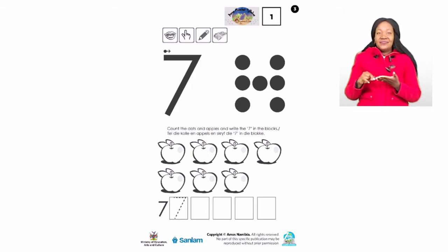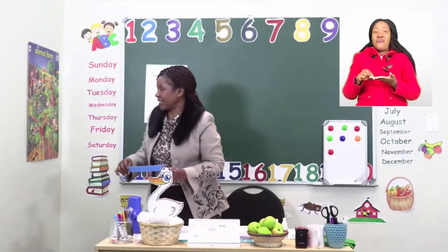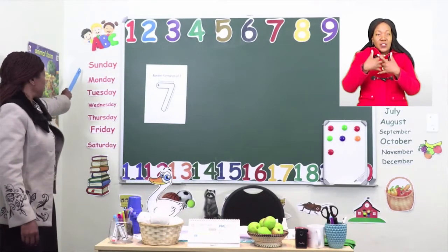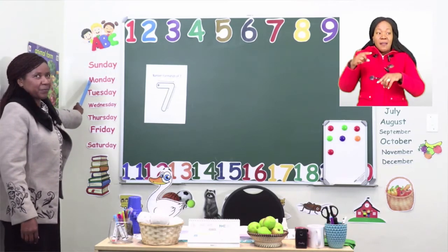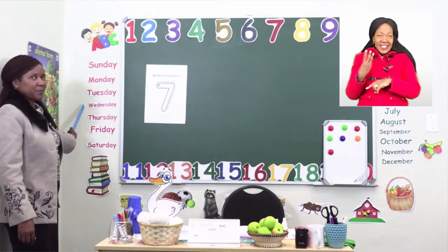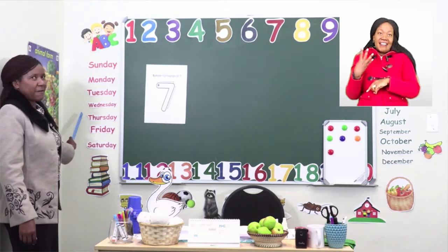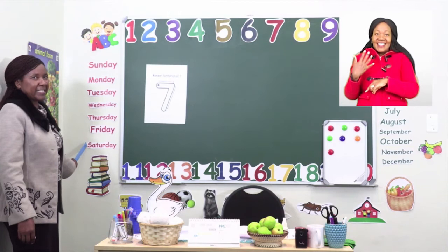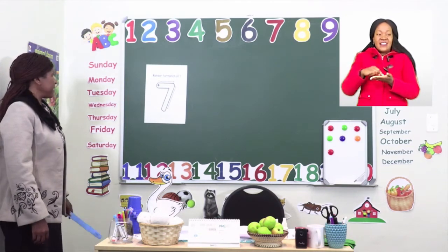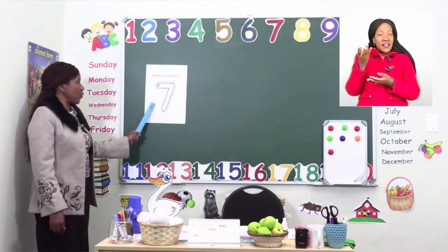So we will learn about number 7 today. Let's look at the days of the week that we have on the board and quickly see if there are 7 days in a week. We have Sunday, Monday, Tuesday, Wednesday, Thursday, Friday, and Saturday. That makes a week. So we have 7 days in a week.